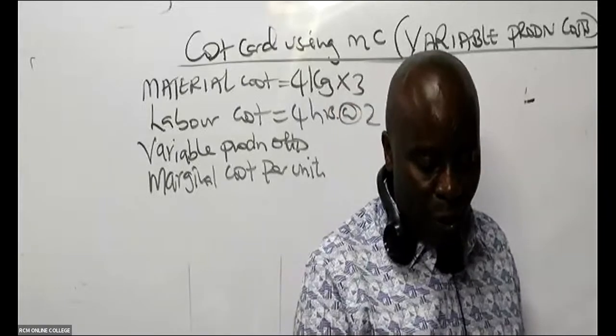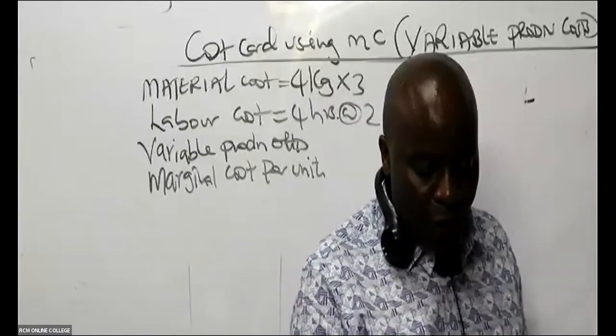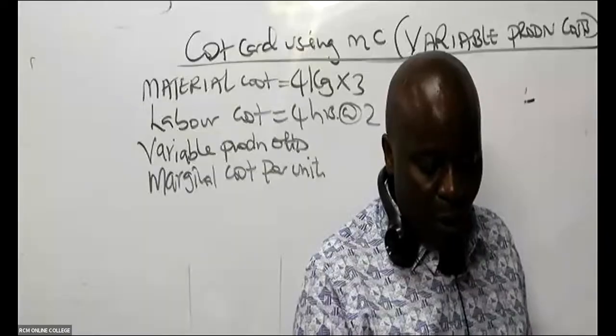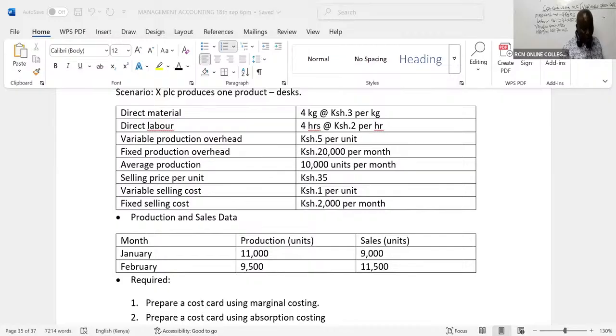Then we look at part 2 of this question. So part 2 of this question, my good students, what do they want me to do? They want me now to prepare a cost card using absorption costing. So under absorption costing, now you absorb everything, production. What do we do with absorption costing? I shall copy everything that I have here, apart from this.